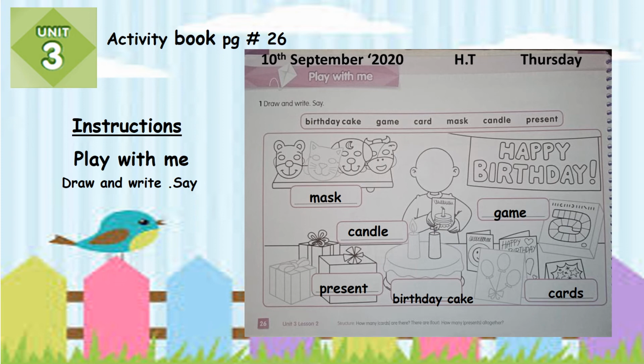And if you want to color the birthday banner and these pictures with good colors, you can use different colors. And do the practice at home. How many cards are there? How many games are there? How many presents are there? And give a full answer like: there are 4 masks, there are 3 presents, there is 1 cake, there are 2 candles, there are 4 cards, and there is 1 game.